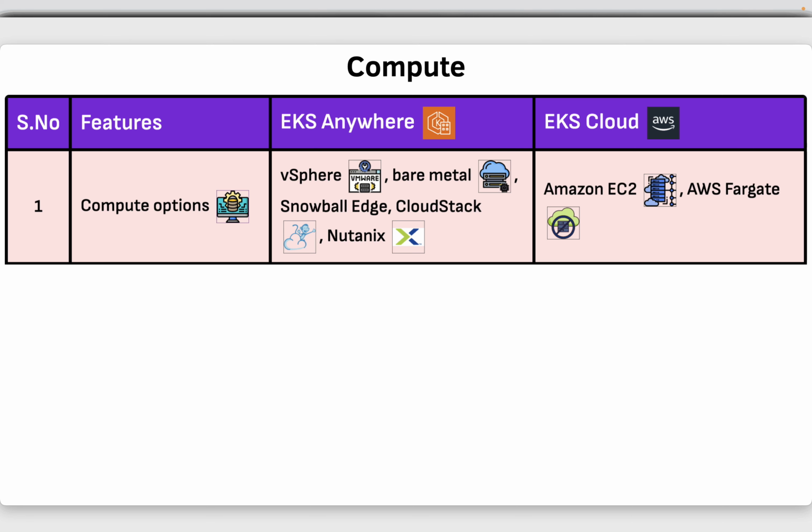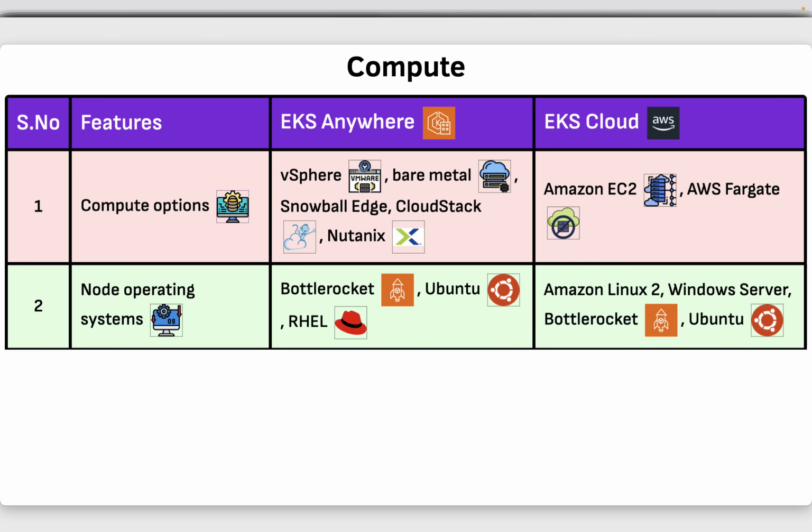Next, compute, so the comparison. EKS Anywhere can run anywhere, as I talked about: vSphere, Bare Metal, Snowball Edge, CloudStack, Nutanix. But for EKS Cloud, we have two options. You can either choose EC2 when you create the cluster, or Fargate, which is serverless compute. Then node operating systems. For EKS Anywhere, you can use Bottlerocket, Ubuntu, and RHEL. For EKS Cloud, you can use Amazon Linux 2, Windows Server, Bottlerocket, and Ubuntu.